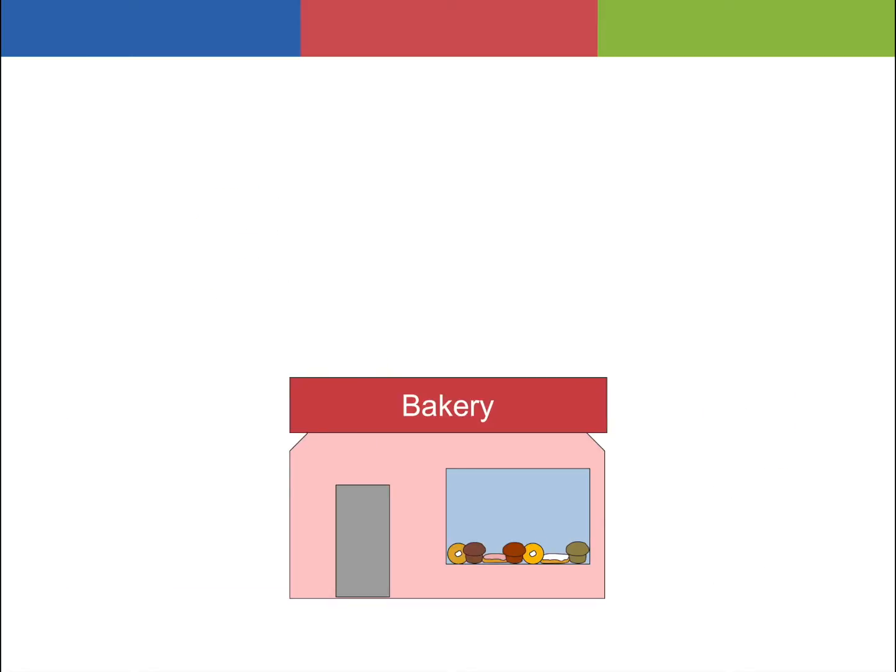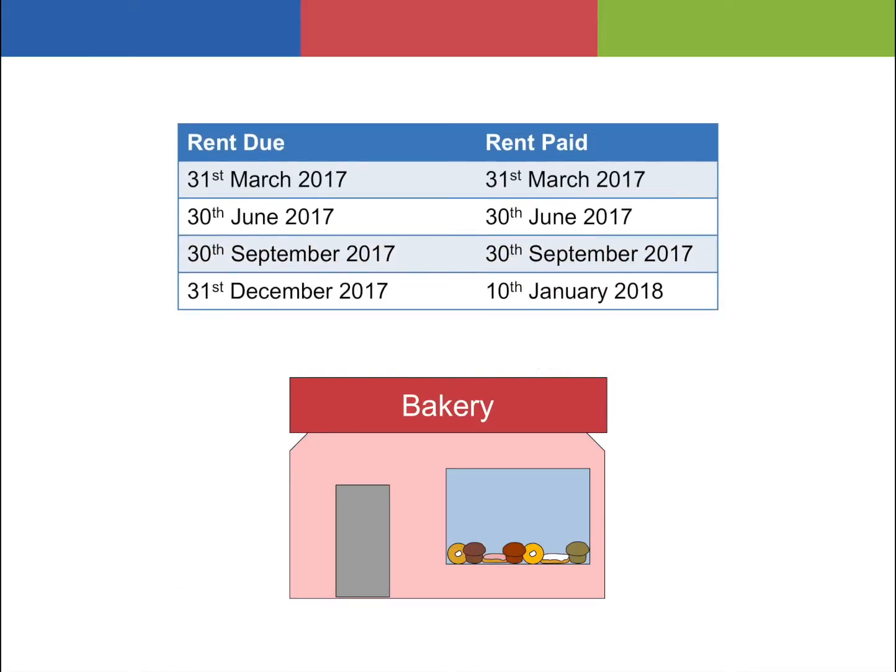First of all, here is a table showing when the rent was due and when the rent was paid. As you can see, rent was paid each quarter during the year on the 31st of March, 30th of June and 30th of September, except for the last quarter. It was owed on the 31st of December 2017, but was not paid until the 10th of January 2018.